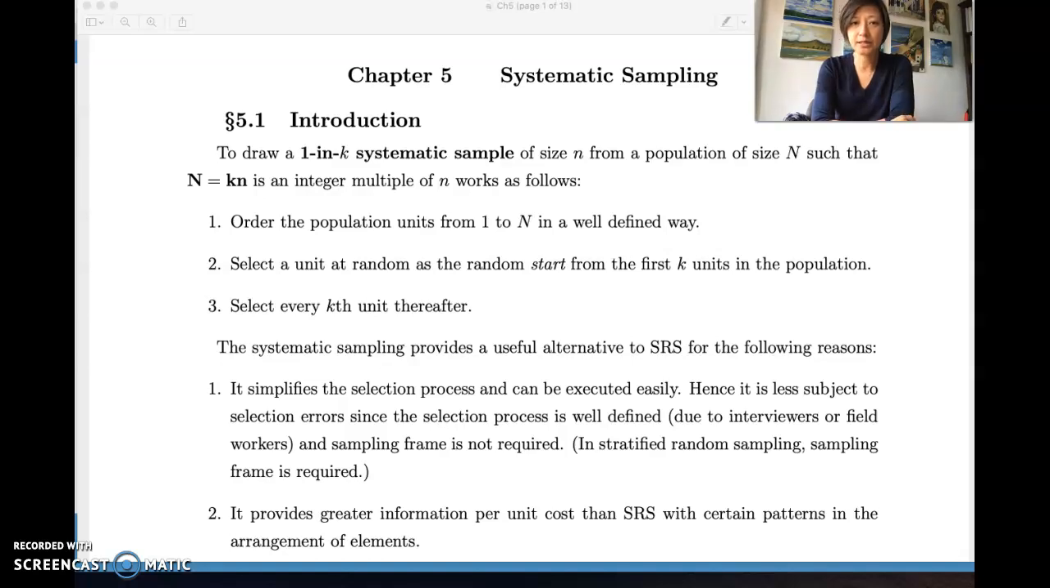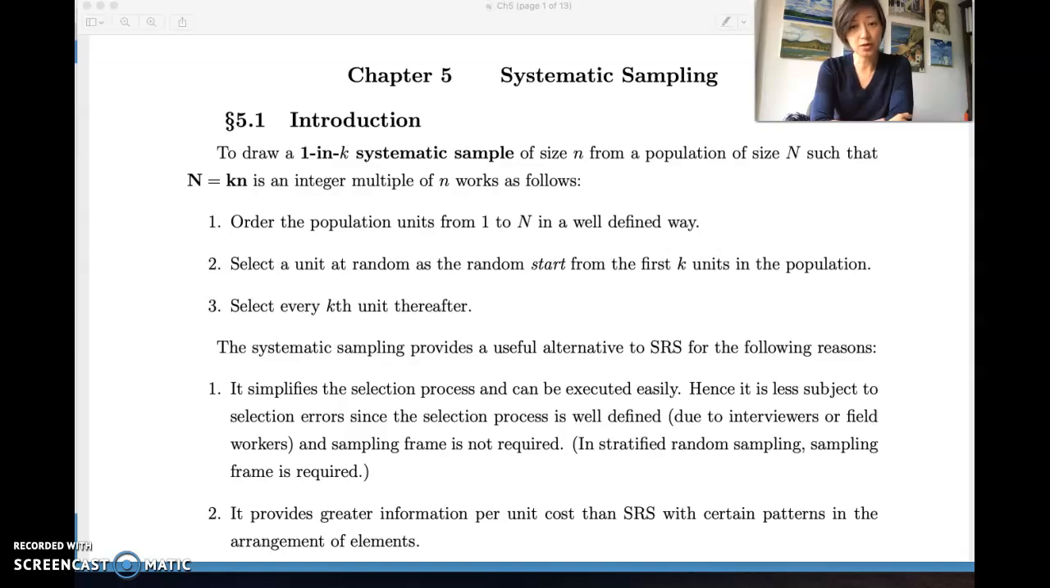Systematic sampling is, compared to simple random sampling and stratified random sampling, a rather simple sampling scheme, where we can randomly choose some of the sample from the population in a systematic manner. That's why it's called systematic sampling. So systematic sampling is very easy to operate.